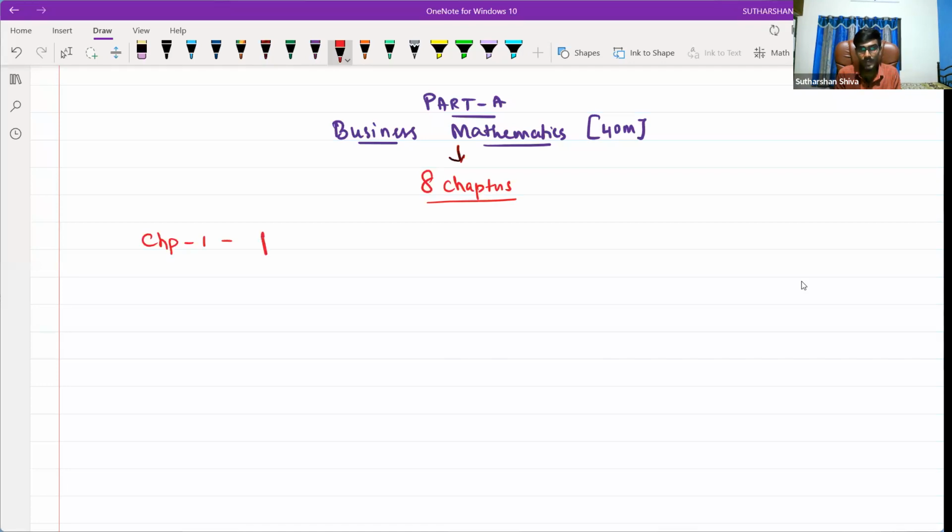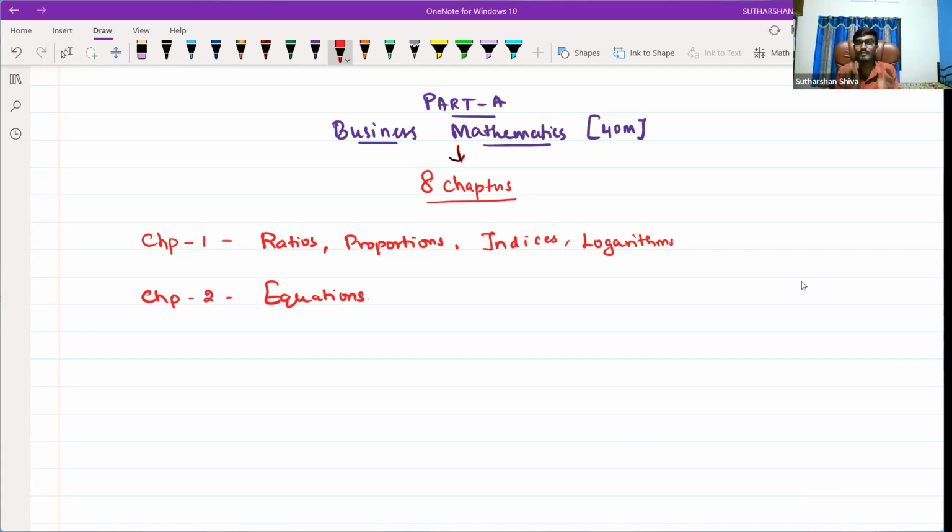This chapter number 1, we will call this ratio, proportion, indices, and logarithms, which is very basic, what you learned in 8th, 9th, and 10th. That's what is in the portion. And chapter number 2 is about equations, a very interesting area to focus on. We will not do many equations, but we will complete this chapter only by way of tricks.